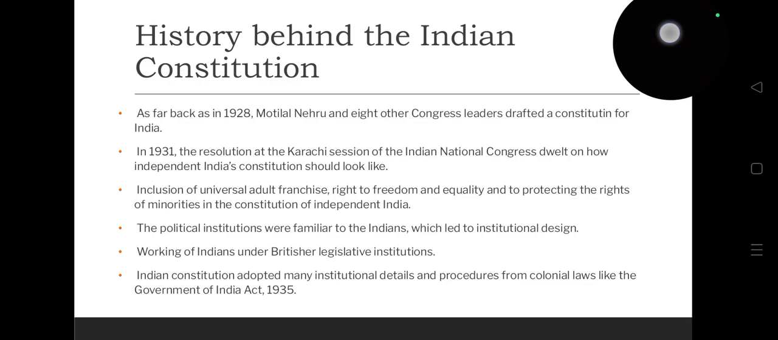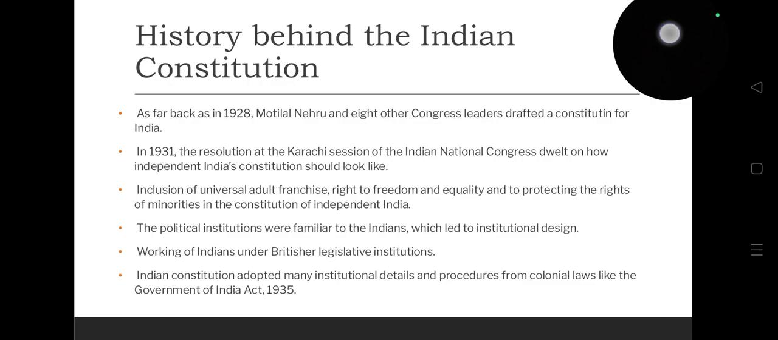Working of Indians under British legislative institutions. The Indian Constitution adopted many institutional details and procedures from colonial laws like the Government of India Act 1935.